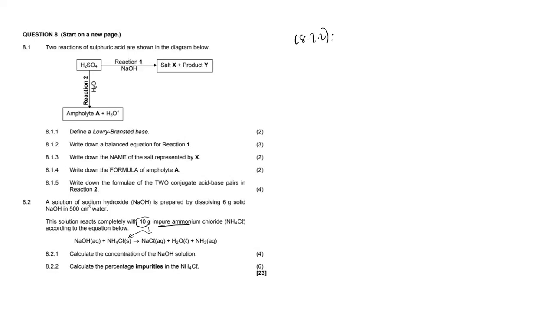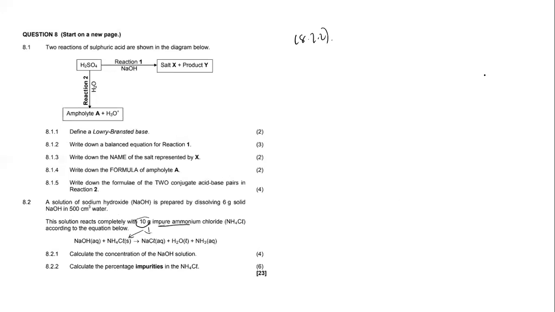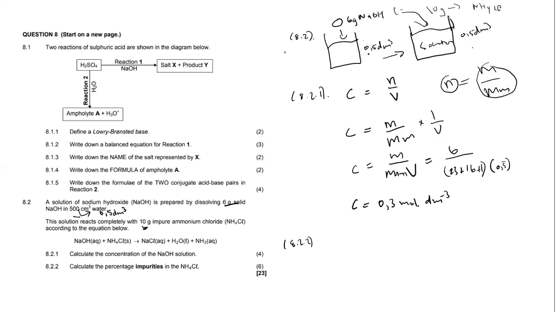8.2.2. We have already determined concentration, but we didn't determine the number of moles. So we can determine the number of moles using this equation. To determine the number of moles of sodium hydroxide, we're going to use mass over molar mass. The mass of sodium hydroxide, remember we said it's 6 grams. And then the molar mass, I didn't calculate it, but I said it's 23.